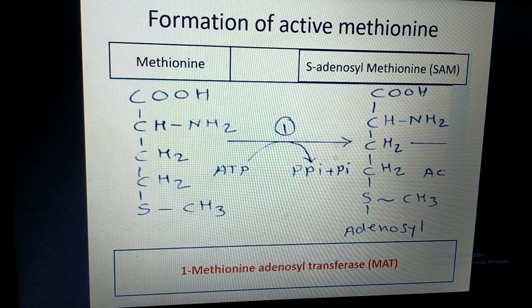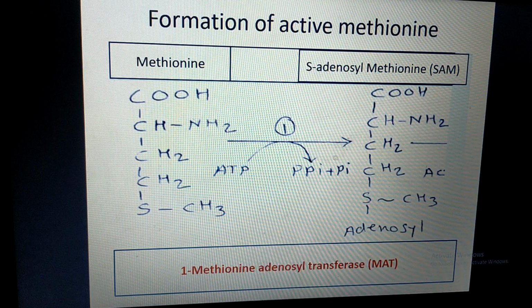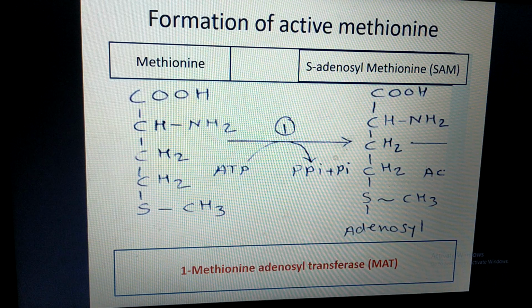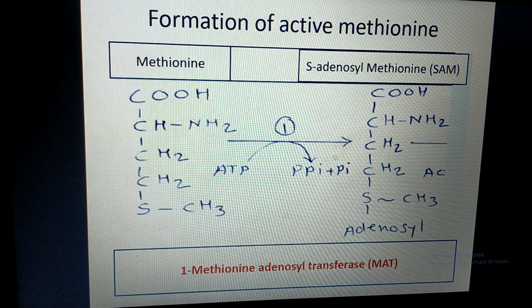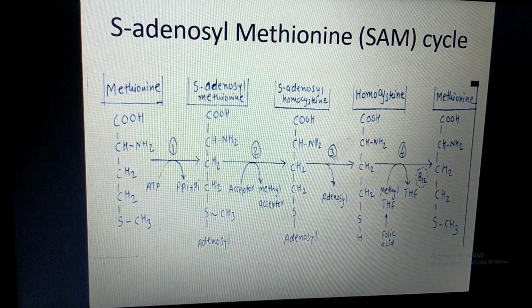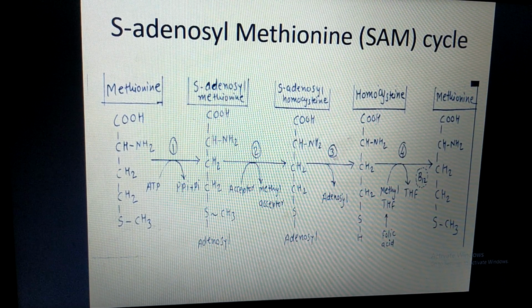The enzyme is methionine adenosyl transferase. So due to binding of the adenosyl group at the sulfur atom, the attachment between the sulfur atom and the methyl group becomes weak. Therefore, this methyl group can be easily detached from S-adenosyl methionine, which is very important in transmethylation reactions. Next is the S-adenosyl methionine cycle or SAM cycle. Short form of S-adenosyl methionine is SAM.